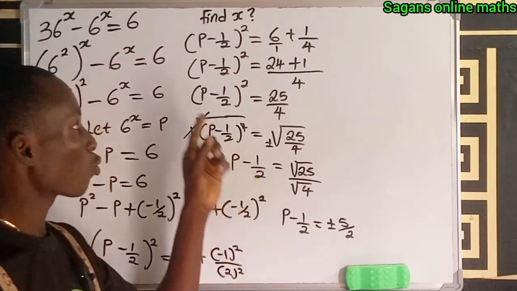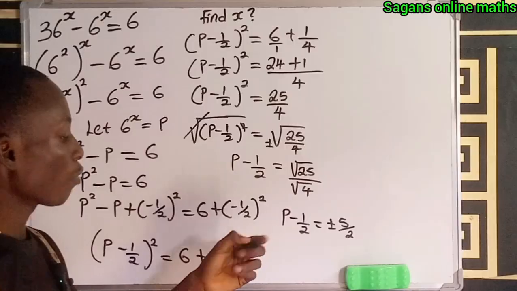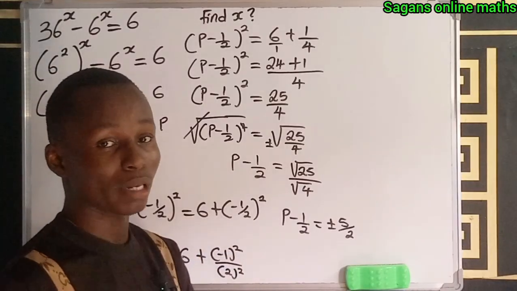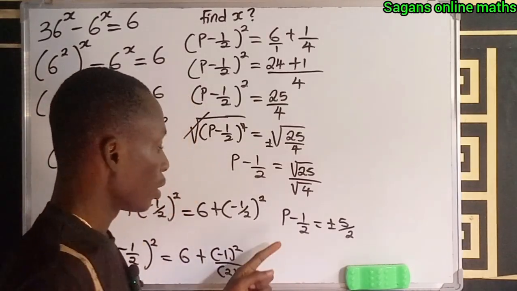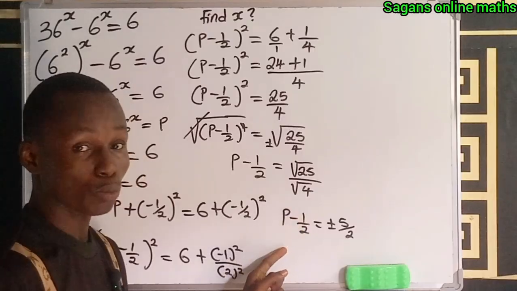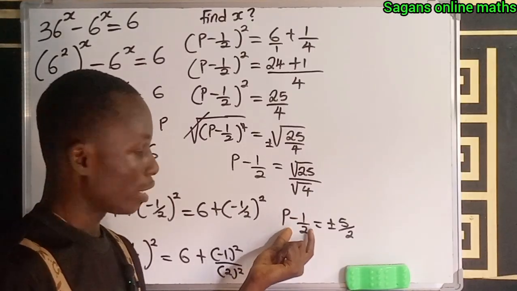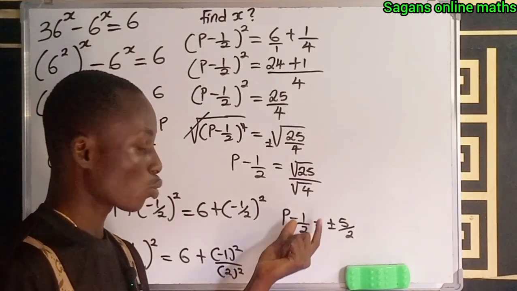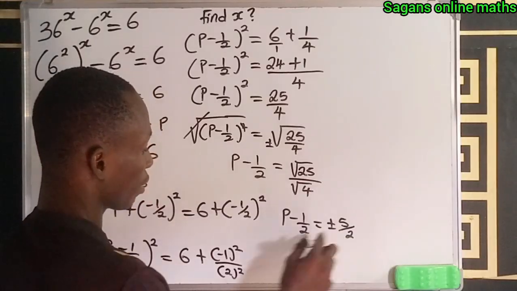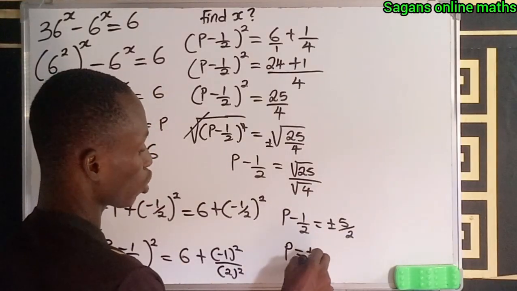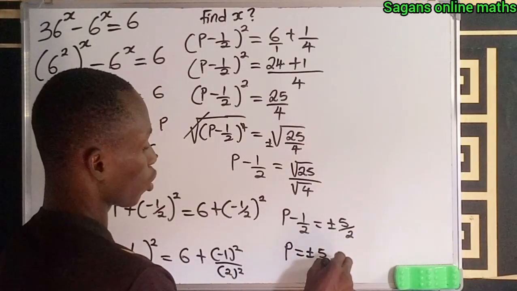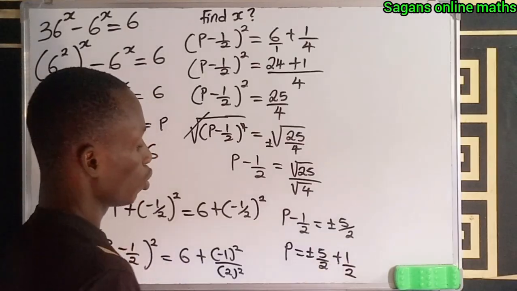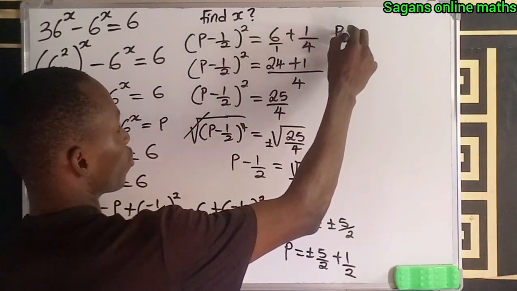Now remember, we are looking for p. But in the initial question, we are asked to find x. Why are we solving for p? We are solving for p so that this problem can easily be solvable. Now from here, let's add 1 over 2 to both sides so that this can be removed. We are transferring minus 1 over 2 to our right hand side. So we want to have that p is equals to plus or minus 5 over 2 plus 1 over 2.